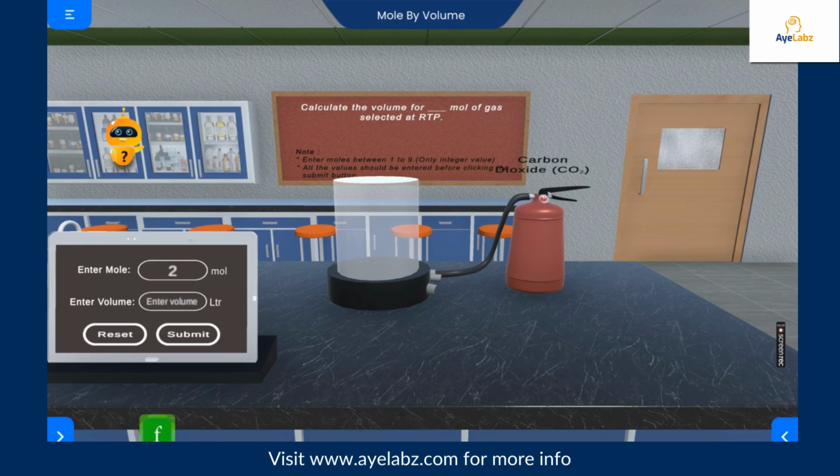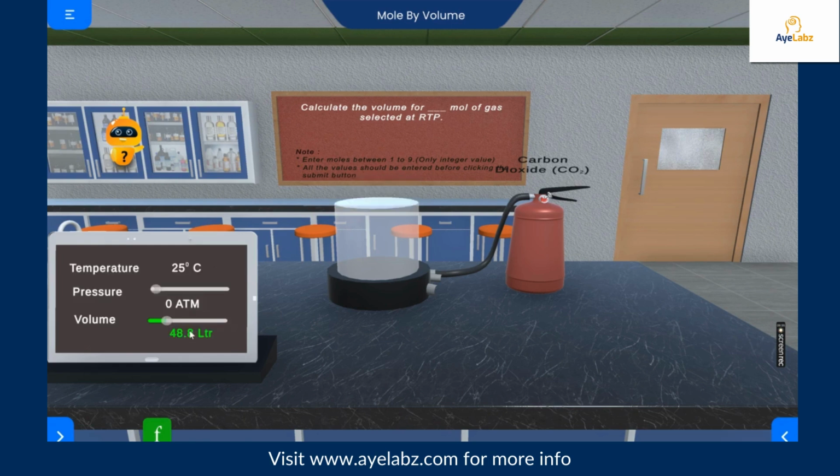For that, you can use this formula button to reveal the formula mentioned over here: the number of moles into 24.4 liters for RTP condition. So 2 moles into 24.4, which is equal to 48.8. As you can see, it automatically fills up the gas in the container.